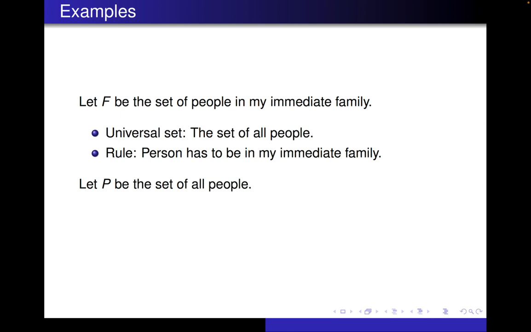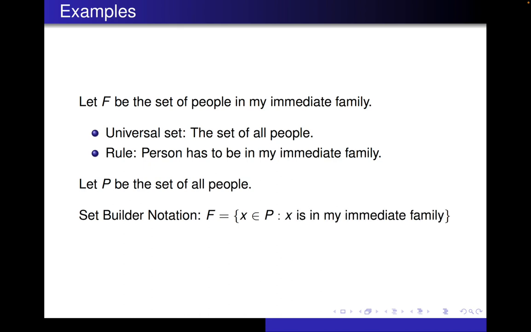First of all, my universal set is the set of all people, so I'm going to give that a name. Let P be the set of all people. So my set builder notation is going to say F is equal to the set of x in P. Remember, x has to be a person. I'm narrowing my attention to people, such that x is in my immediate family. That's my open sentence. It is a sentence, and it is a statement if I put in a person for x. Any person. If I put a person in my immediate family, it's true. If I put in a person outside my immediate family, it's going to be false. Exactly what I want to define my set.